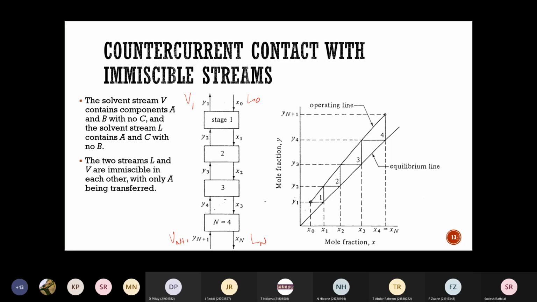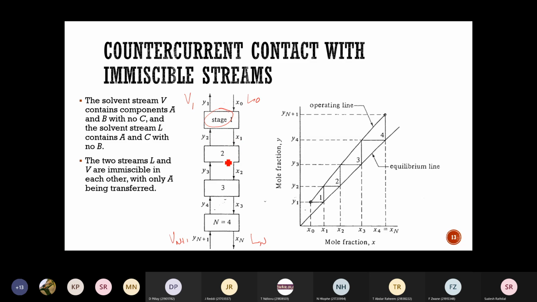So leaving a stage, let's look at stage 1. What is leaving stage 1? You've got Y1 and you've got X1. They are in equilibrium with each other. So when I want to find the relationship between these two, I have to use equilibrium data. On the same side of a stage, directly next to each other, you've got X1 and Y2. How do I find the relationship between these two? That will be from the operating line.